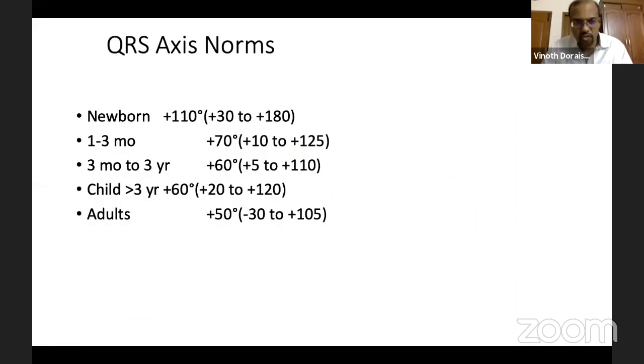Now the QRS axis changes as you go from newborn to adults. We know that babies, newborns or fetuses, will have a right ventricle which is much thicker and more dominant than the left ventricle.